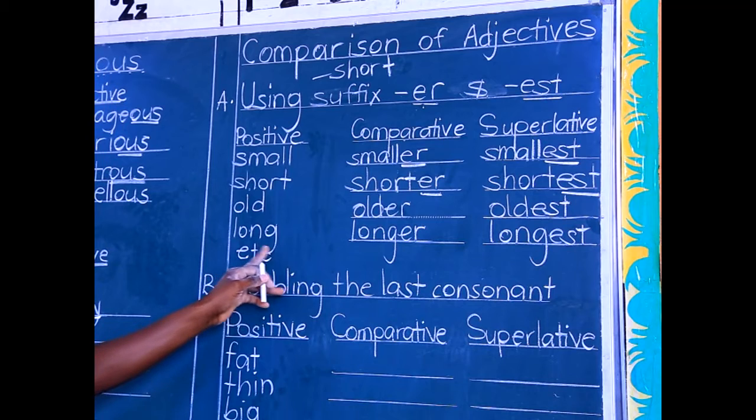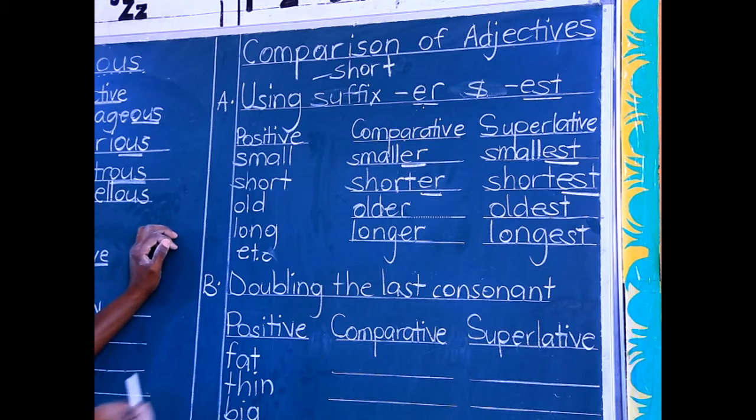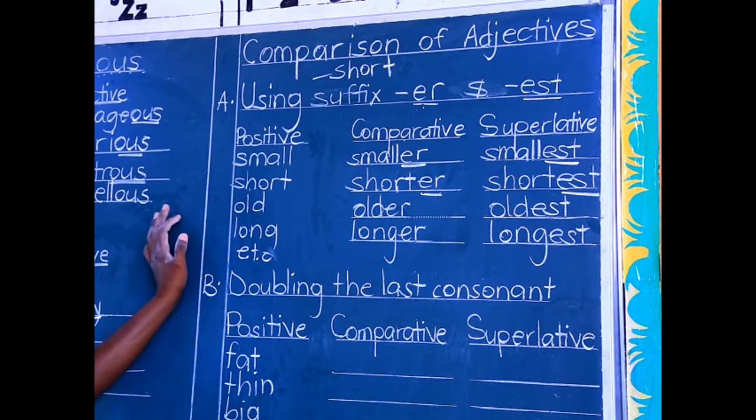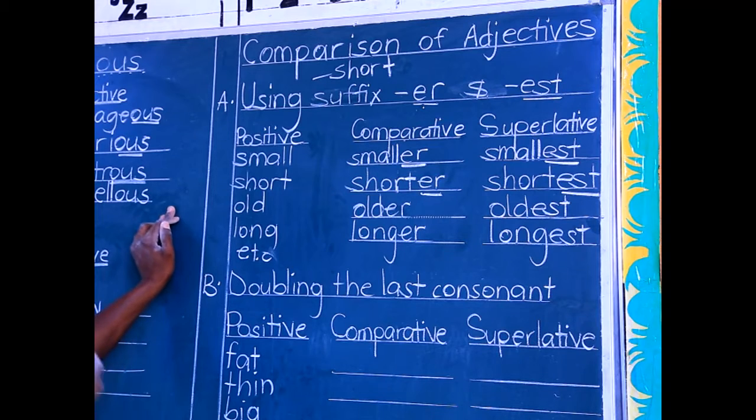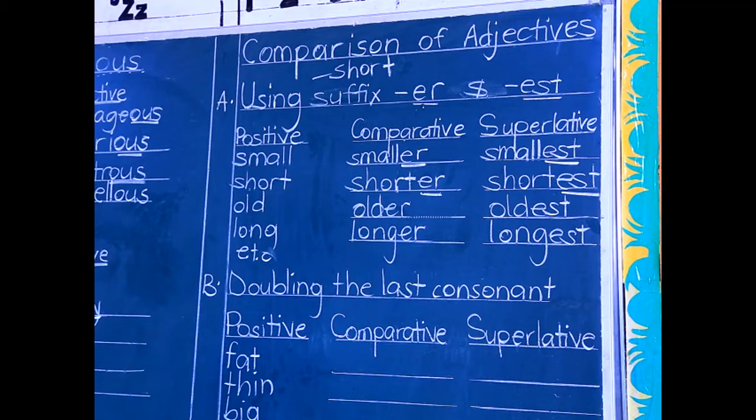The last word in the list is etc, meaning, and many others, and so on. So there are many other adjectives that are in this category. Think of them. Others you can even master using your dictionary. The dictionary gives the different ways we can compare different adjectives. Superlative, positive, comparative. They are all there. Next category, we are looking at comparison of adjectives.